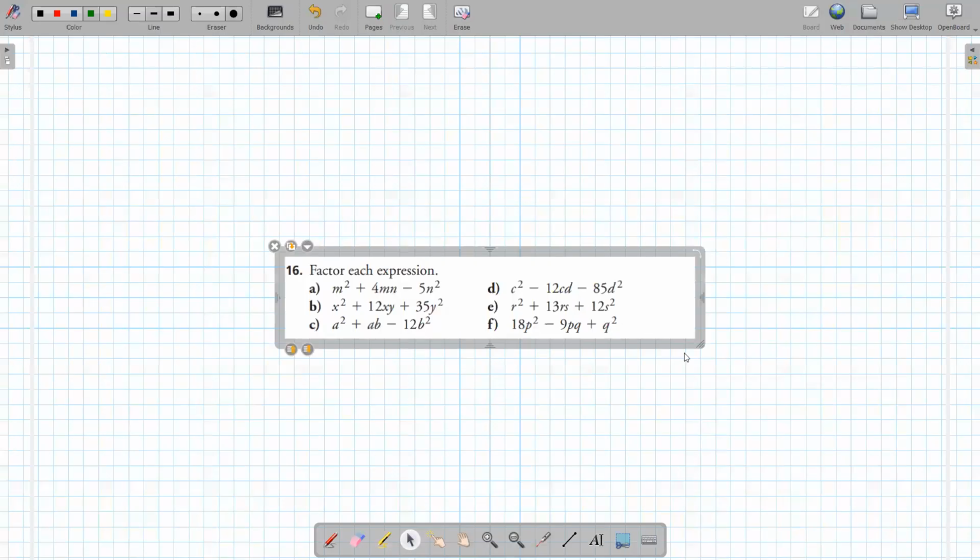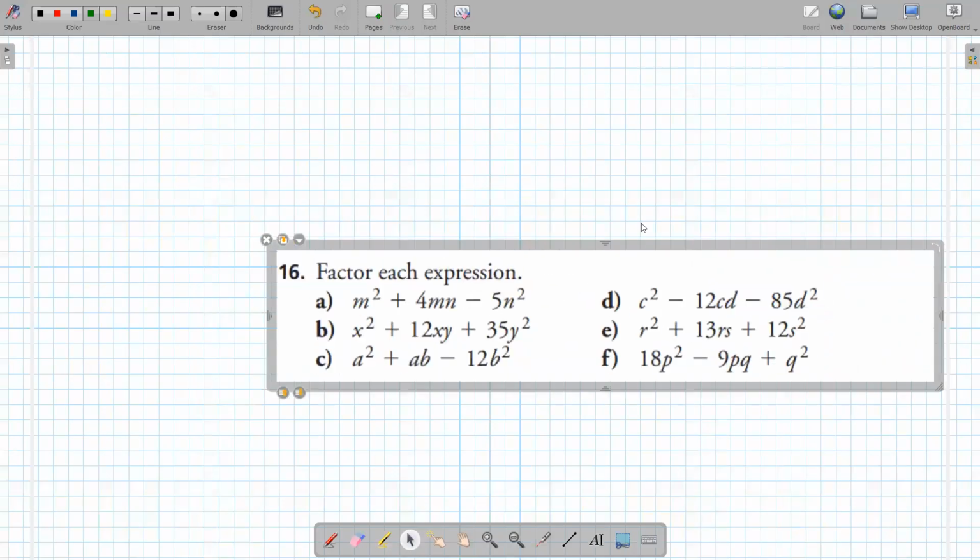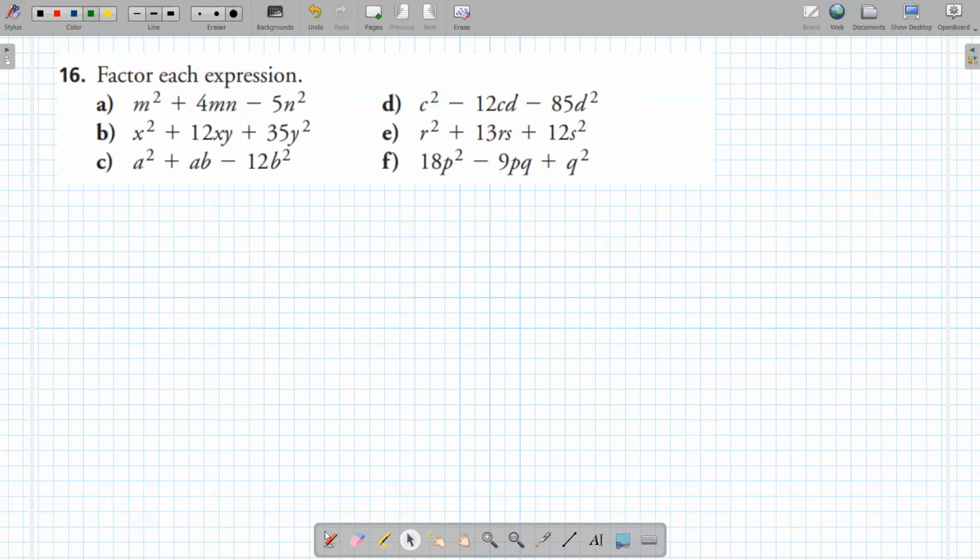Do you see anything? Notice how the degree just means the maximum power. What's the degree for all of these? What's the power? What's the number in the exponent? So they're all 2's. Okay, degree just means the power, which means it's a quadratic.